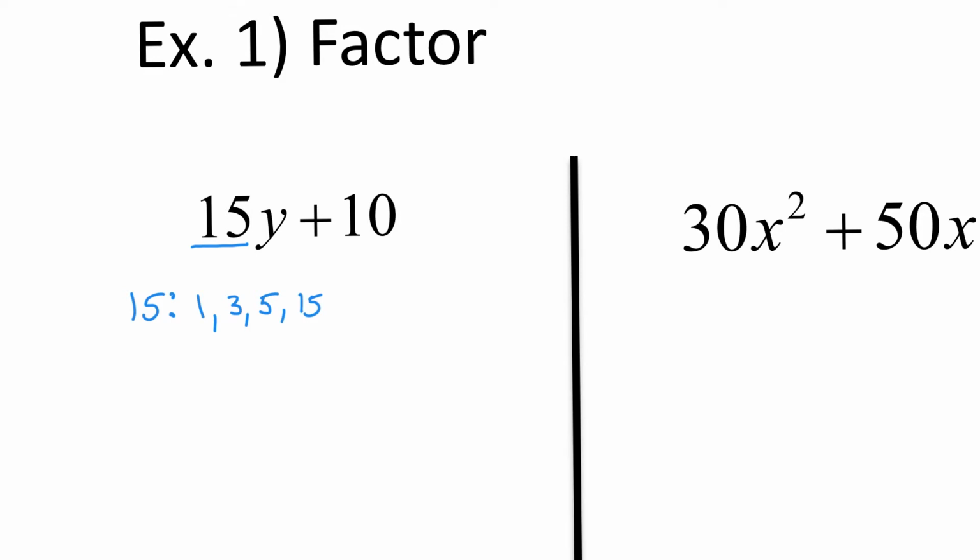You always have the same number that goes by itself. Some people forget about this number here, but it's also a factor. 15 goes into 15 one time. Now I'm going to look at the number 10. The factors of 10 are 1, 2, 5, and 10.